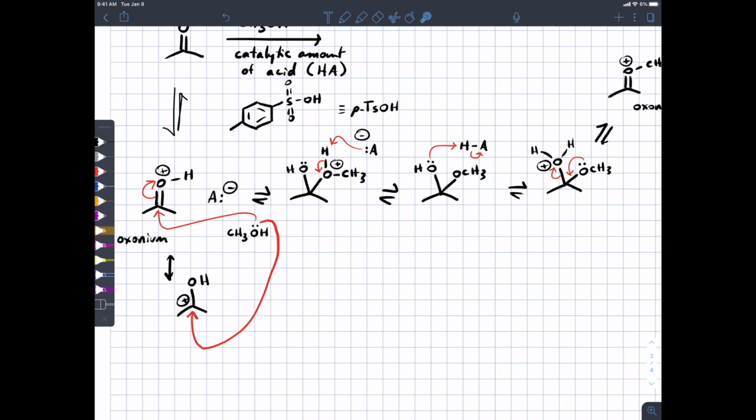Another way we would say this, if you were thinking in terms of molecular orbitals, is that the LUMO, the pi star, is even more polarized towards the carbonyl carbon once we protonate the carbonyl, which makes it more reactive.